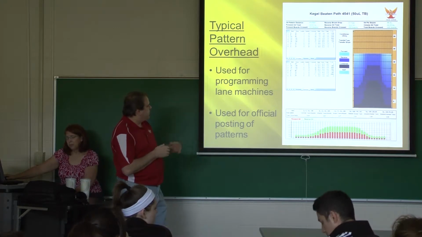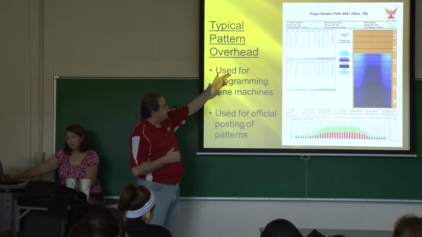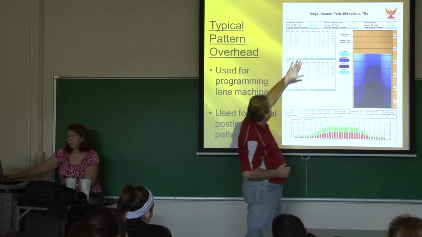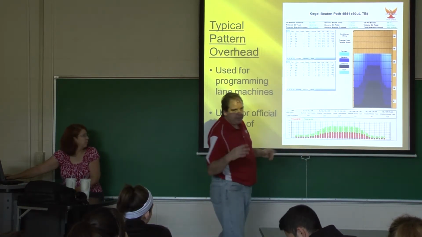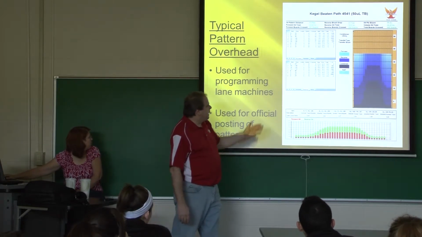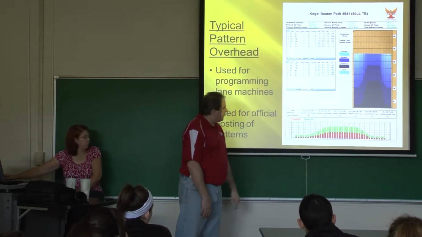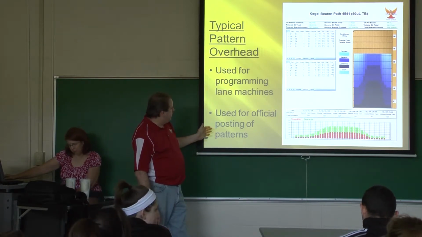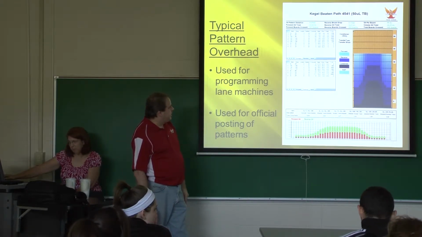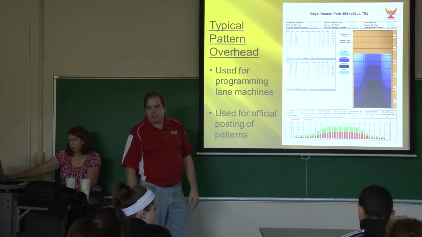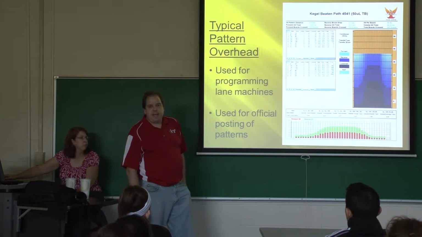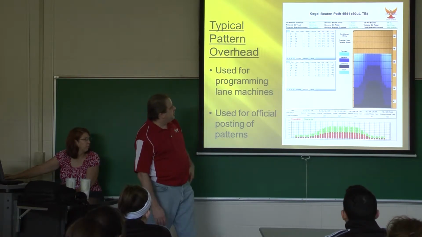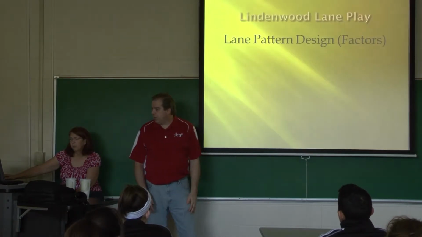The two purposes are, number one, as a lane guy, I use this because all those numbers go into the lane machines, and that's actually the pattern. To me, this is the pattern. Those numbers all make sense to me. And then all those numbers turn into these nice looking graphs for you to look at. When they post the overhead at the tournaments, a lot of people look for certain numbers on that sheet to help them decide how they're going to play the oil pattern. So we will go through this whole sheet in a little more detail as we go along.